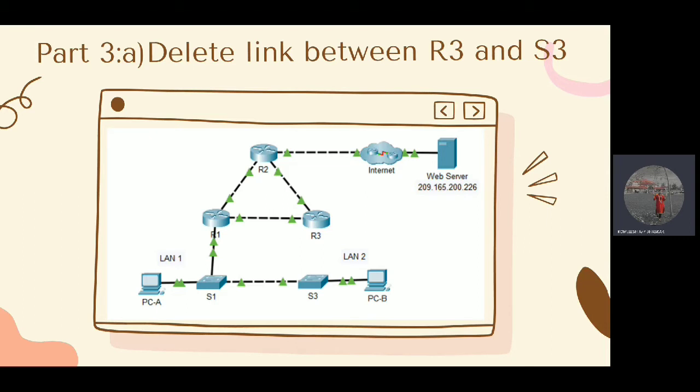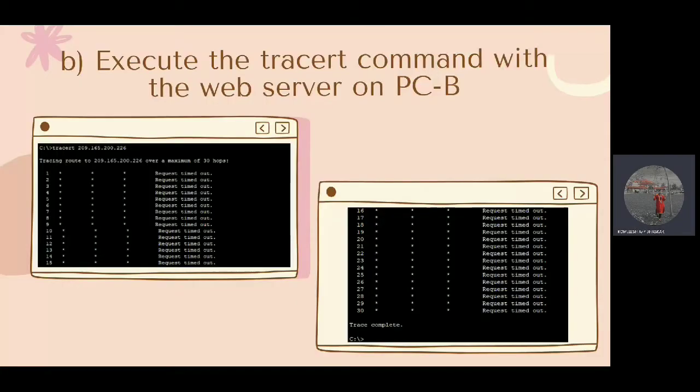Okay. Next is part 3. Delete link between R3 and S3. We have to select the delete tool from the Packet Tracer toolbar and delete the link between R3 and S3. And this is the topology after we delete the link between R3 and S3. Next, we have to execute the tracert command with the web server as destination on PCB.